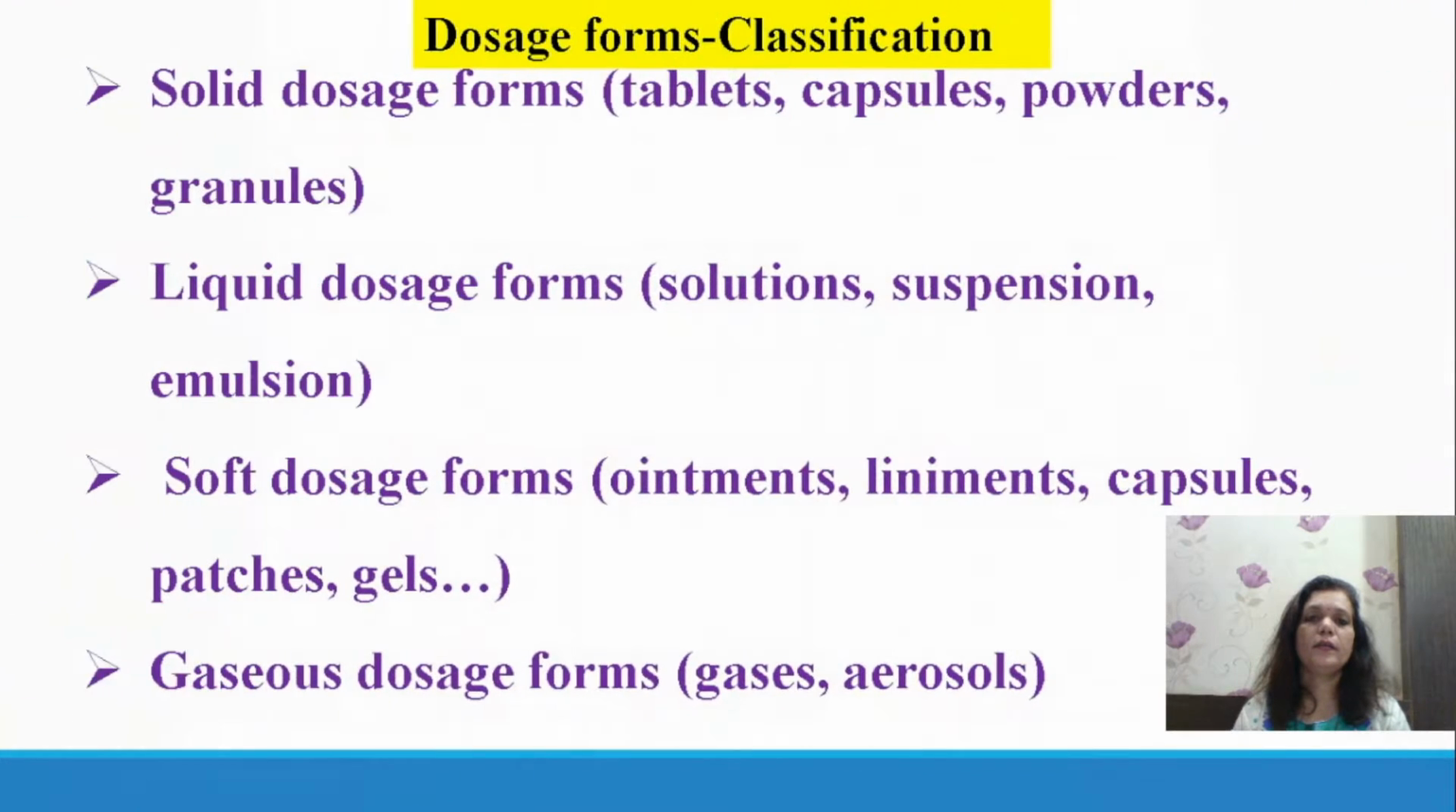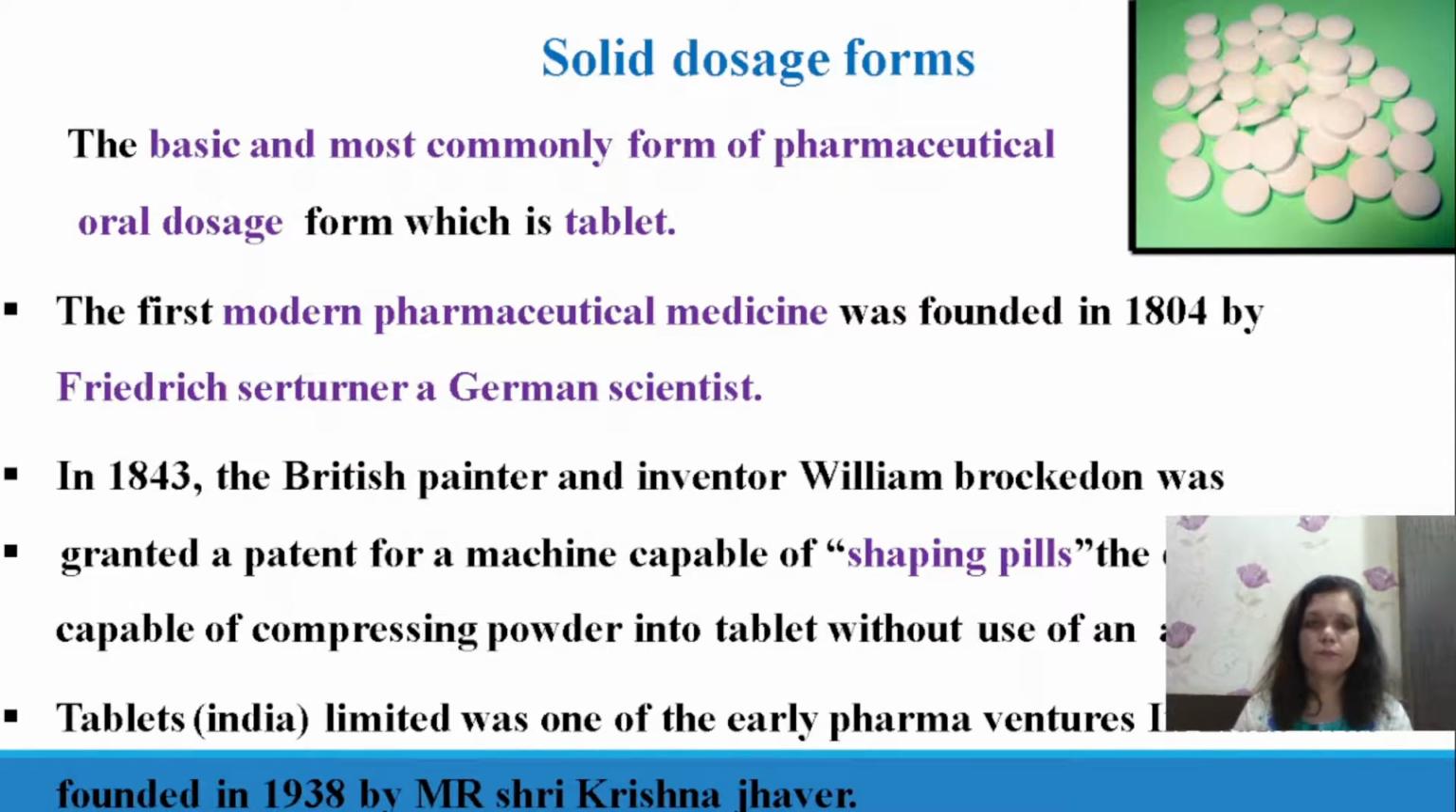Now, regarding solid dosage forms, which is a basic and most commonly utilized pharmaceutical oral dosage form, in the form of tablets. The first modern pharmaceutical medicine was founded in 1804 by Friedrich Turner, a German scientist, and in 1843 the British painter and inventor William Brockedon was granted a patent for a machine capable of shaping the pills. The device was capable of compressing the powder into tablets without use of adhesive. So that was the invention in 1843.